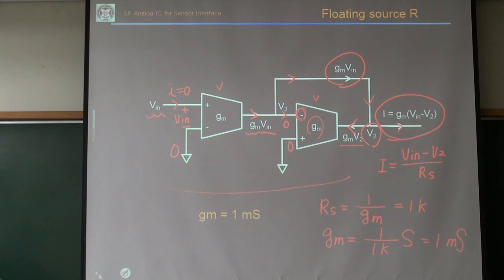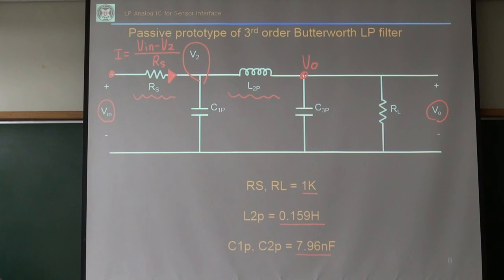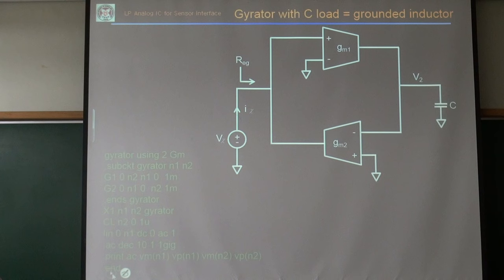Let's implement a floating inductor next. So the floating inductor is between V2 and VO. Okay, this is the VO node. For that floating inductor, use two gyrators. You know, this is a gyrator. We talked about that, right? Gyrator. Yeah, if I connect a capacitor here, this looks like a grounded inductor, L. This grounded inductor must be C over GM1 GM2.